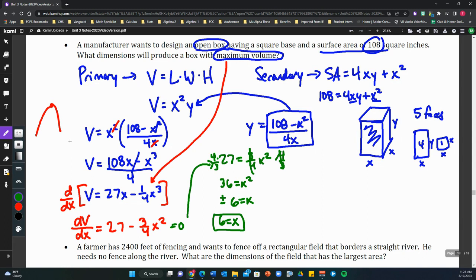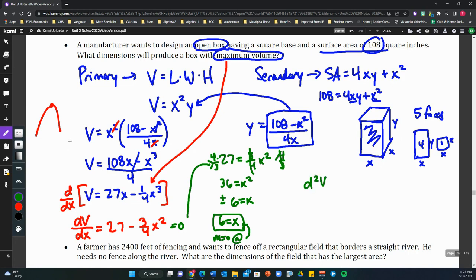So this is just a critical number. Now our options are either check increasing and decreasing intervals using the first derivative test, or what I'm going to do is use the second derivative test and check the concavity. We know on the volume equation, V prime equals 0 at x equals 6. Now I need to just make sure that we have negative concavity.